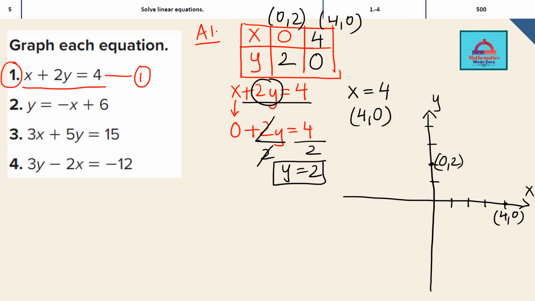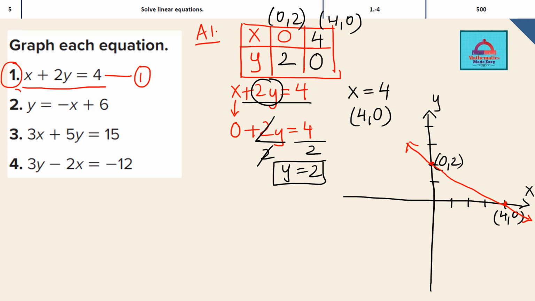Now these 2 points, the first and the second, are your respective x and y intercepts, and you have to join them with a straight line. I'm doing it without a ruler, so it will not look very straight. But when you do it in your ministry exam, make sure you carry a ruler with you and you make a straight line graph. So this is how the graph will look like.